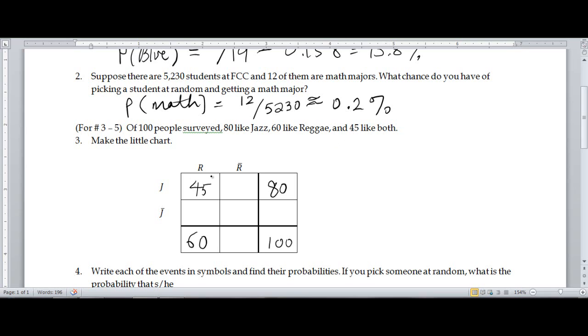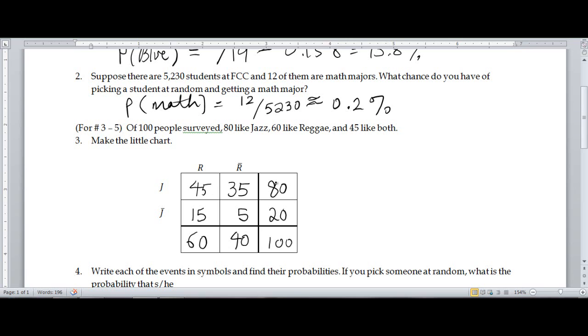And I will post this document on Blackboard so you can print it out and work on it as we are doing this video. Okay? So then you subtract and fill in the rest of the cells. So 80 plus what gives me 100, 80 and 20. 60 plus what gives me 100, 60 plus 40. And then 45 and what gives me 60, 45 and 15. 15 and 5 gives me 20. And then 40 minus 5 is 35. And then you can check 45 and 35 give you 80.